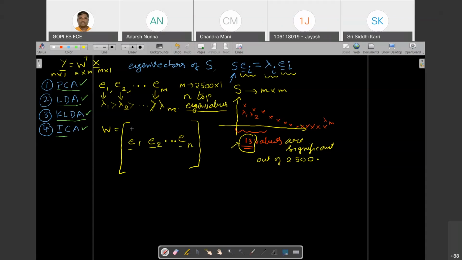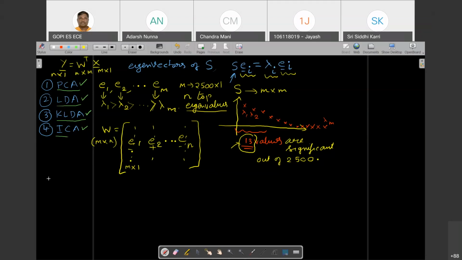Remember that these are vectors, so you are arranging them in column form. Each column is going to have the size of m cross 1. Hence this W size is m cross n, because you are having n columns in it. So m cross n, which is the reason W transpose is n cross m. This is actually used for getting the dimensionality reduction.